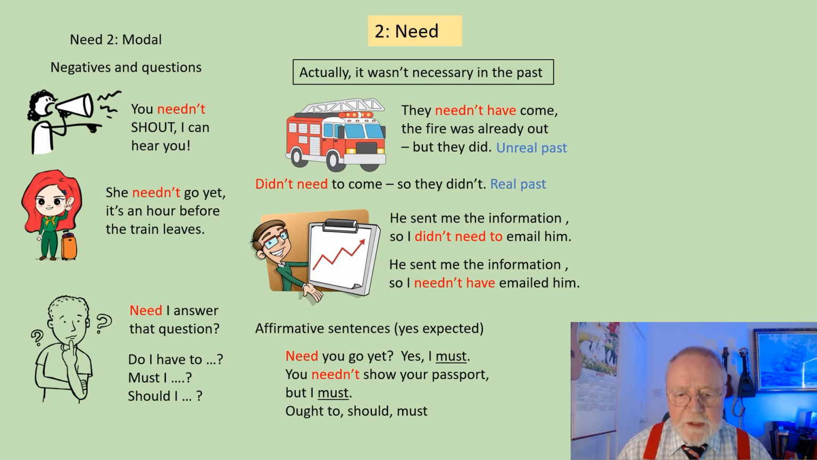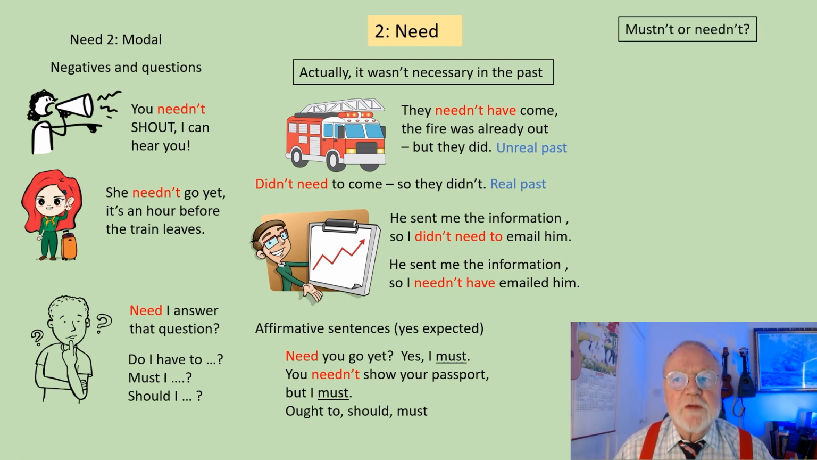In affirmative sentences or questions where we expect a yes or positive reply, we reply slightly differently when we use need, like this. Need you go yet? Yes, I must. I don't say, yes, I need. You needn't show your passport, but I must. Again, I wouldn't say, but I need. We substitute must. And in fact, we could substitute ought to, should, or must here as synonyms.